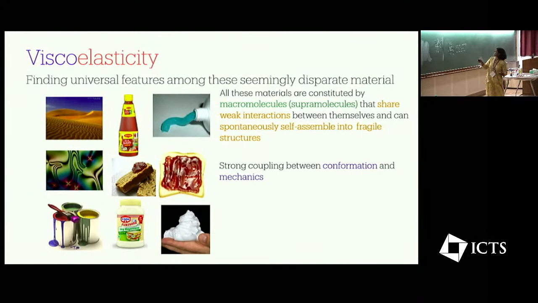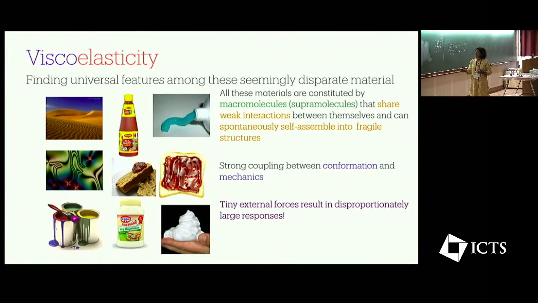So I'll just quickly go through this: all these materials are constituted by macromolecules that share very weak interactions between themselves and can spontaneously self-assemble into fragile structures. The structures and dynamics are obviously not independent, because there is a very strong coupling between the conformation of the material and its mechanics. And like I've already told you many times, and like you saw with the foam, and I'm sure you'll notice with your toothpaste tomorrow, very tiny forces give rise to disproportionately large responses, and some of these materials have finite yield stresses.